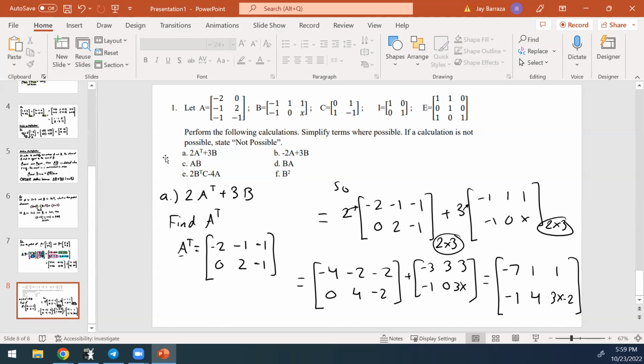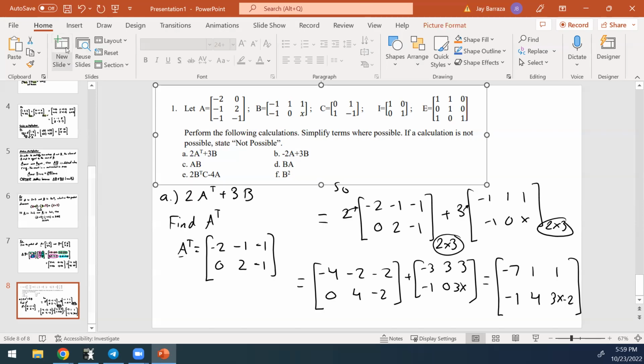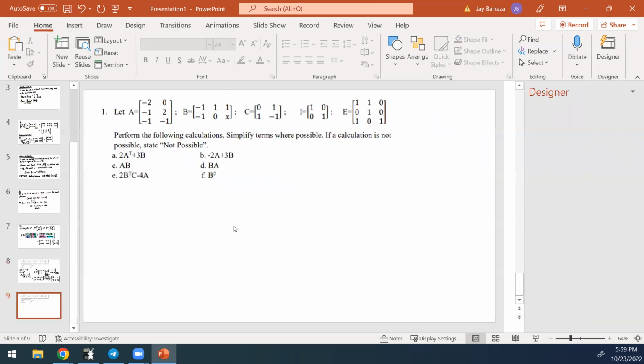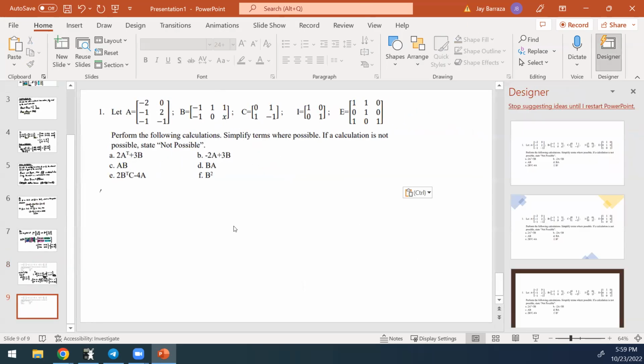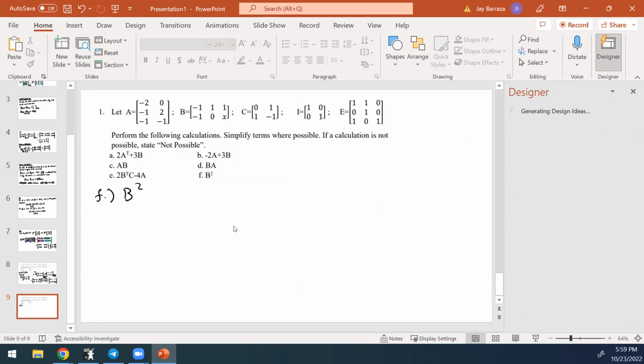All right, I'm going to copy this over just so I don't have to keep looking back and forth. So we will do f, which says b squared. So b squared is just equal to b times b. You just multiply them together. Okay, you just multiply them.